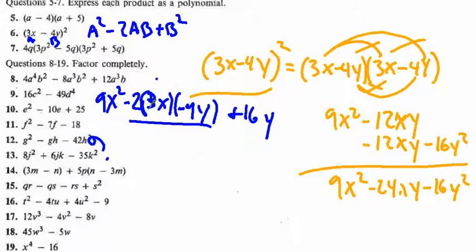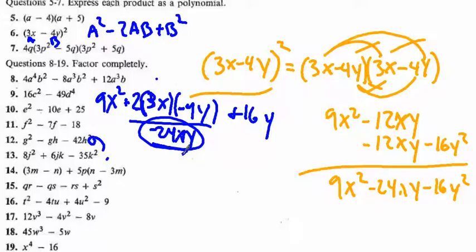2 times 3 is 6. Sorry, negative 2 times 3 is negative 6. Sorry, it's 2ab, so it's 2 times a is 6x. 6x times 4y is negative 24xy. Sorry that my pen tool is not looking so good. So there are 2 ways you could have done the problem.